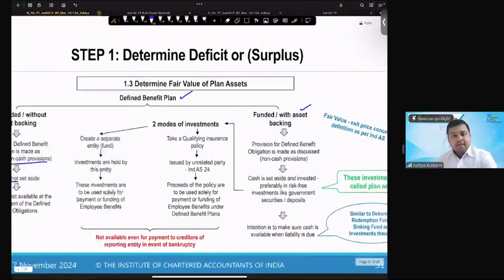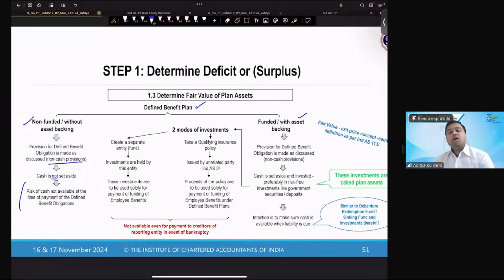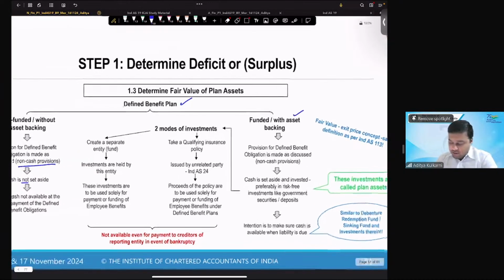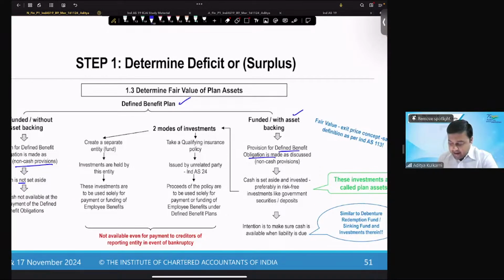Now we come to the other part. To mitigate the risk of not having cash, entities will put their money in certain funded assets. Provision for defined benefit obligation is made and cash is set aside and invested. And normally, where will you put this cash? Will you put it in equity shares or risky instruments like cryptos? No, you cannot put it in that. This is for your employees. You will generally opt for something relatively risk-free, like government securities or deposits.